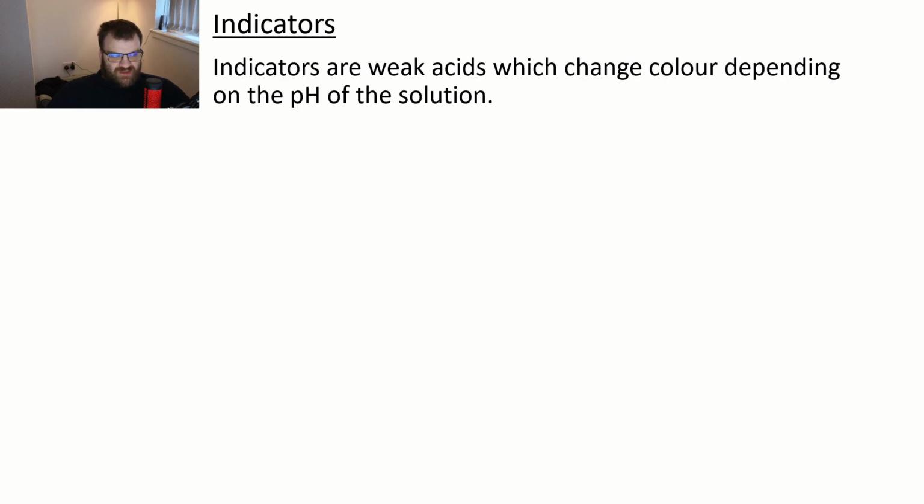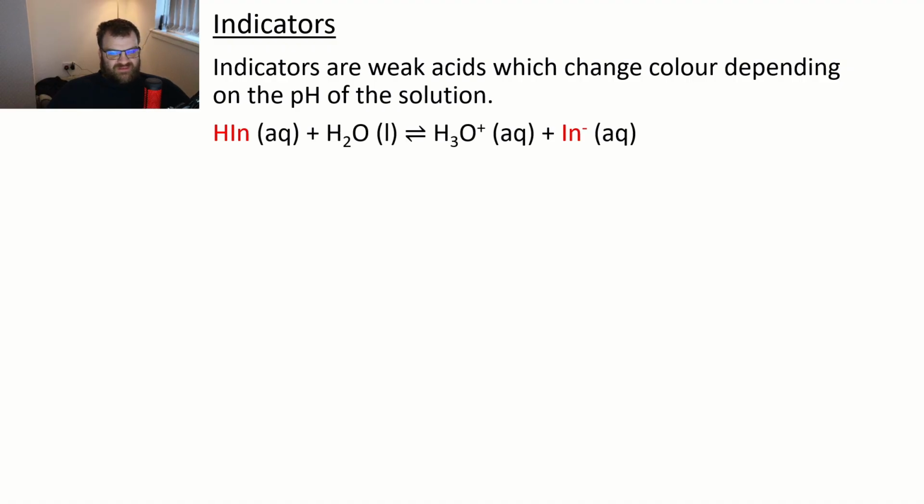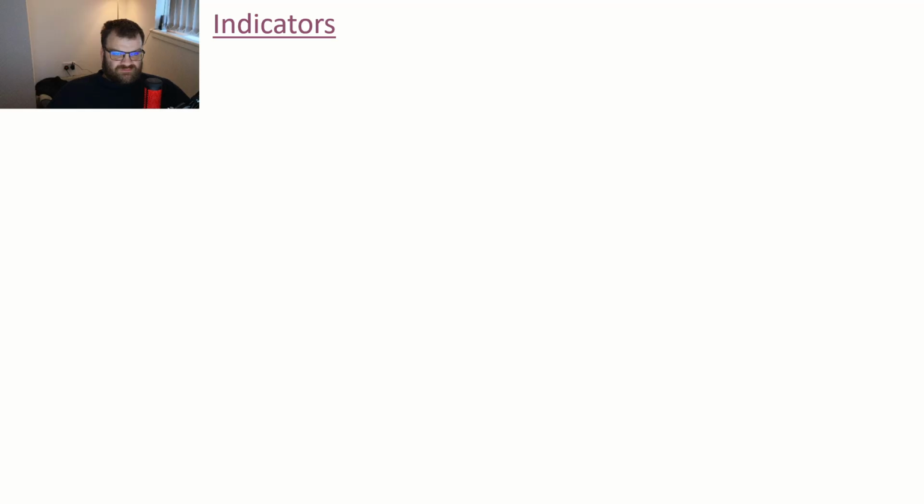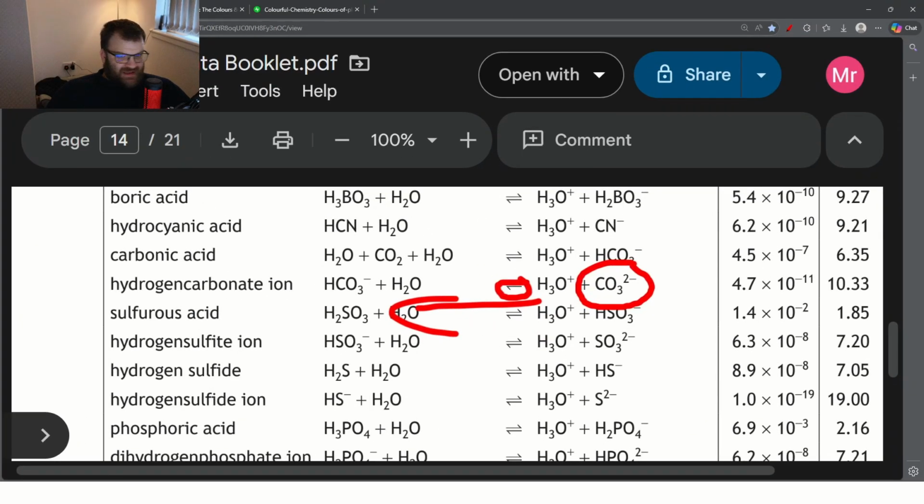When it comes to indicators, they are weak acids that change colour depending on the pH of the solution. Equilibrium set up like so. The weak acid on the left and the conjugate base must have different colours for them to work. Some examples of indicators, common ones that are used, would be things like phenolphthalein and methyl orange.